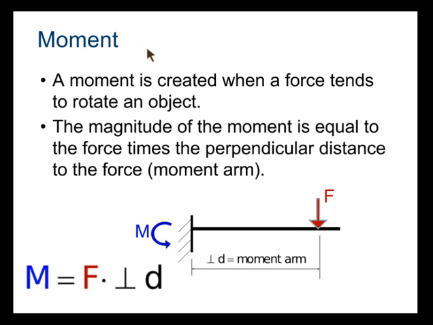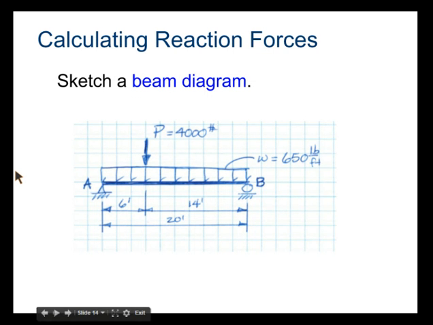And when we keep referring to a moment, basically it's created when a force tends to rotate an object. So you have a force at some perpendicular distance to a point of rotation. Here it's the wall. The magnitude of that moment is literally the force times that perpendicular distance. If those two aren't perpendicular, we need a component of either one. So force times perpendicular distance is going to be our moment. All right, so in the next video, we're going to look at actually sketching and solving an example of reaction forces and beam diagrams, etc.